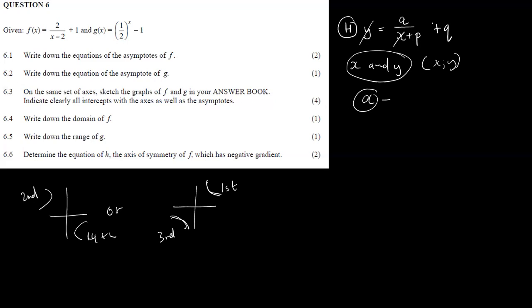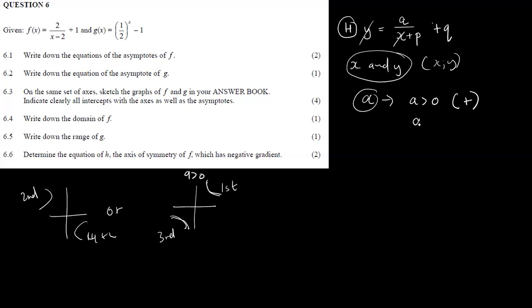So when the value of a is greater than 0, that means we are talking about the positive value of a. So when the value of a is positive, we're going to draw our graph here on the first quadrant and third quadrant.